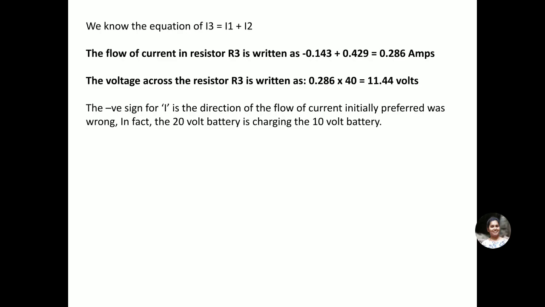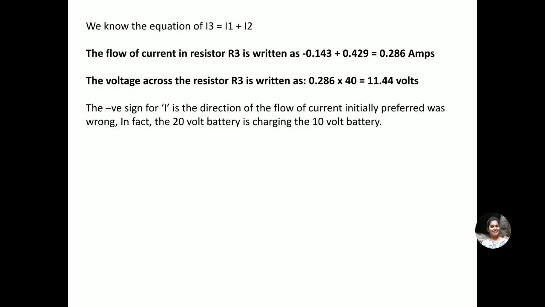Okay, so the negative sign for the I, in the direction of flow of current initially preferred, was wrong. In fact, the 20 volt battery is charging the 10 volt battery. So this point we have to keep in mind regarding this circuit. Whatever may be the case, what we have derived is that with the basic concepts of currents and voltages, and with the simple logic of voltage law and current law, we have calculated the value of voltage as well as current in this complex circuit.